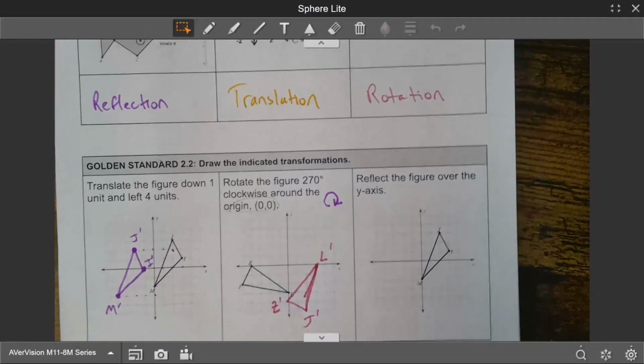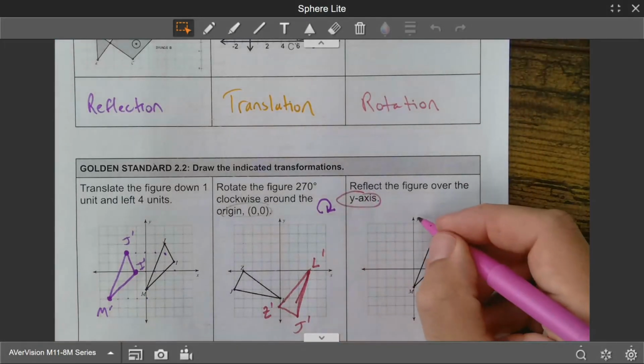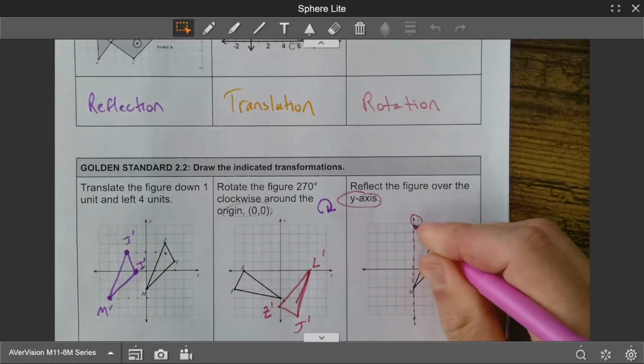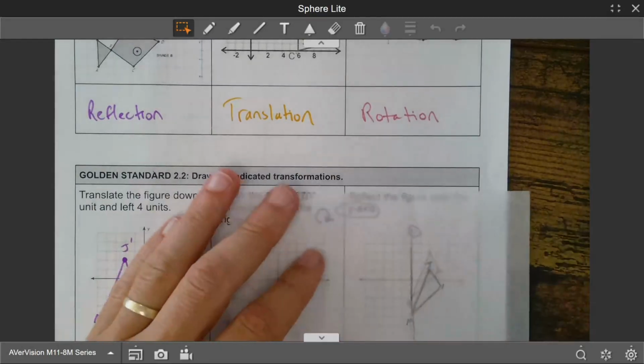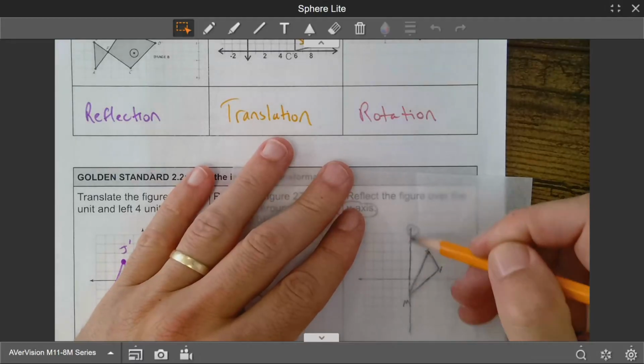All right, let's reflect the figure over the y-axis. First step, the y-axis, where's the y-axis? Right here. So we're going to reflect over that line right there. First step, trace it. And I also am going to encourage you to trace the line of reflection.